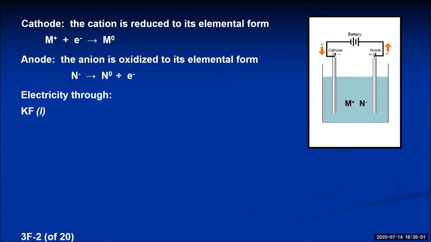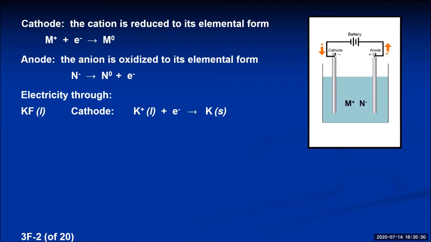So just by looking at the formula, you can see that it's made up of plus one potassium ions, and F stands for negative one fluoride ions. Then at the cathode, the positive potassium ion must be being reduced down to elemental potassium. K plus goes to K. And in order to balance the charge, you need one electron on the reactant side so that the charge of the reactants equals the charge of the product.